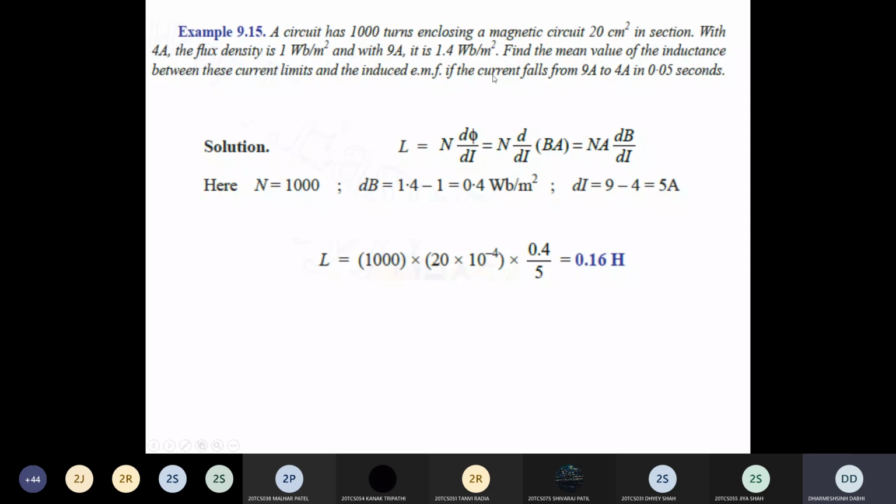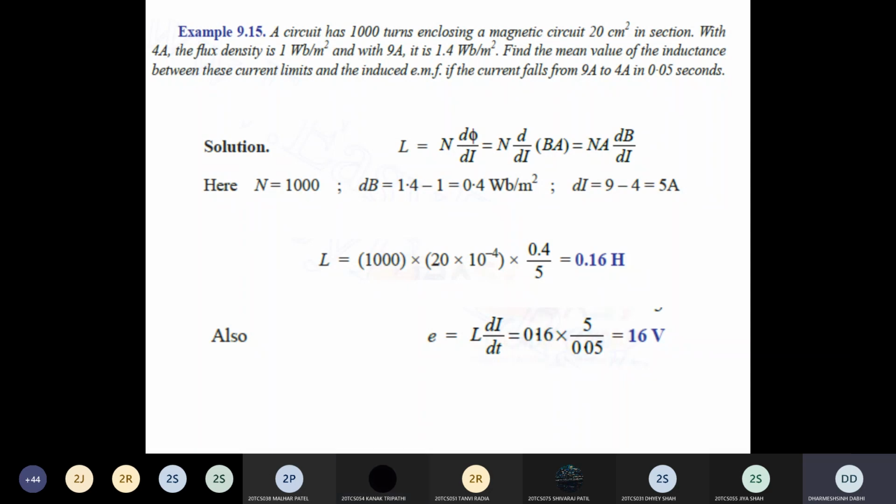Di is given. Here you can see that we need to find out induced EMF if the current falls from 9 ampere to 4 ampere in 0.05 second. It means dt is given, 0.05, and di is given. Di is 5 ampere. So di by dt is how much? 5 ampere is di and dt is 0.05 second. L we already calculated, 0.16. Clear? So L di by dt, you finally get the answer 16 volt. All of you can get this answer?